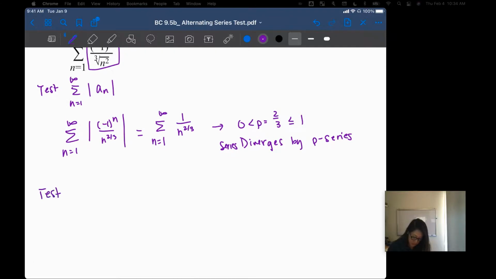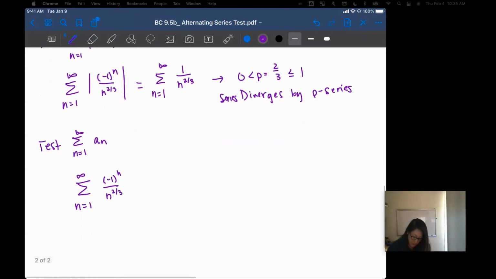Let's test its original, the one that had positive negative signs. So I'm just going to test the sum as n equals 1 to infinity of -1 to the n over n to the 2/3. Since this is an alternating series, I can go ahead and use the alternating series test, which first tells me the limit as n approaches infinity of 1 over n to the 2/3 has to equal 0, and it does. So that is a check.